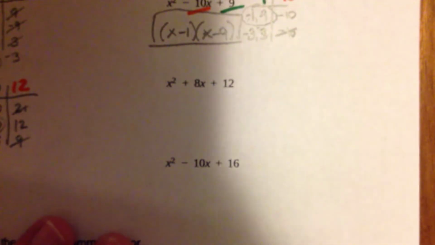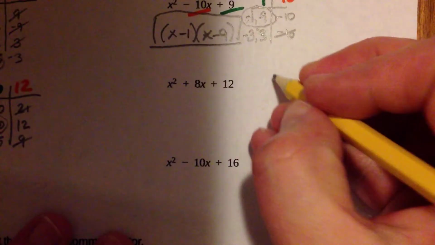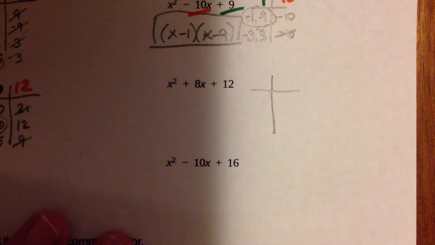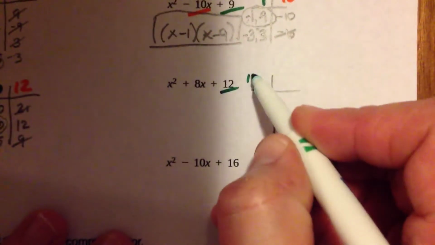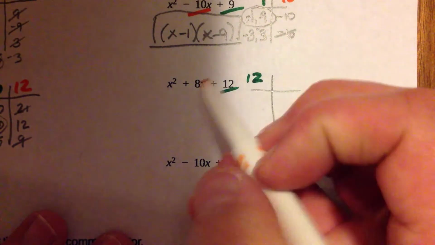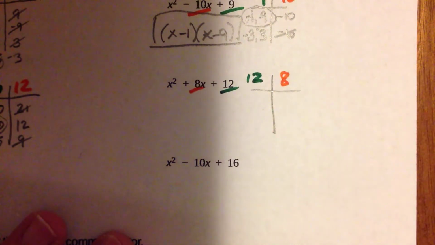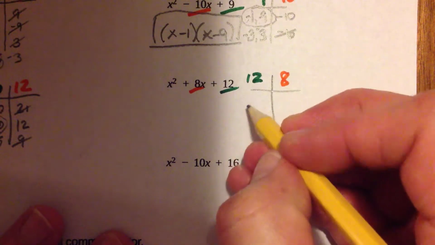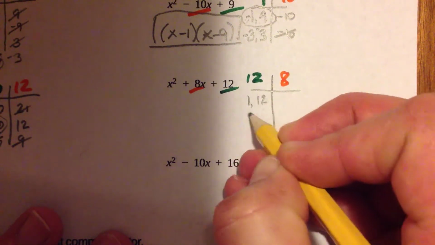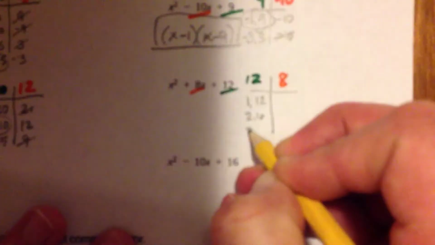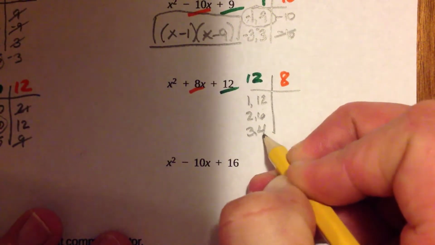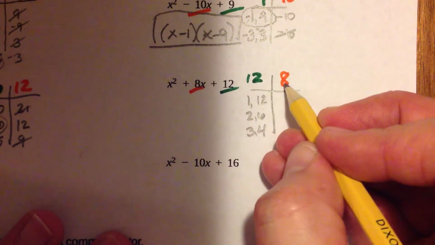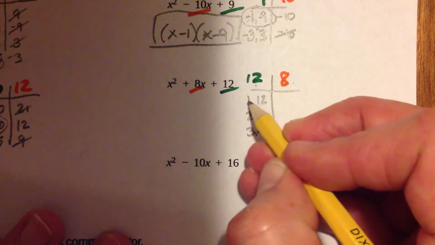Looking at my next example, again I have a positive product and a positive sum. So I have a product of 12 and a sum of 8. Again, starting with 1, thinking of all the factors of 12, I have 1 and 12, 2 and 6, and 3 and 4. Again, I have to look for which one not only multiplies to 12, but adds to 8.